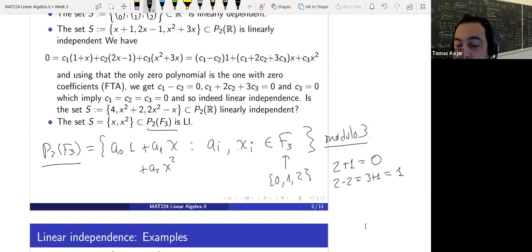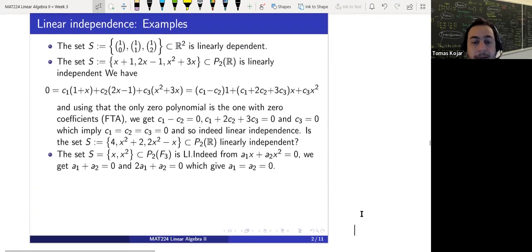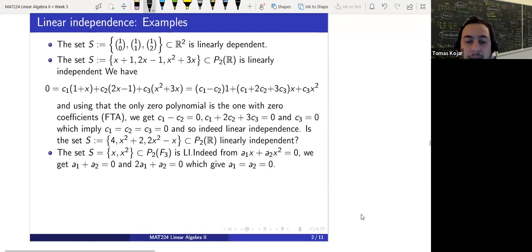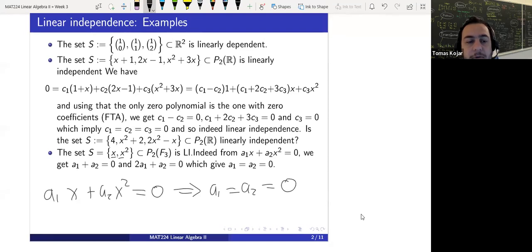Okay, so I wanted to do this example so we practice a little bit. And yeah, the question is, take these two polynomials and show that they're linearly independent. So let's do this more tricky example. All right. So what does it mean to be linearly independent? What condition do you check? You take each of the vectors, a1x and a2x squared, and you set them to 0, and we want to show that a1 is equal to a2 is equal to 0. Okay, that will give us linear independence for this set S.